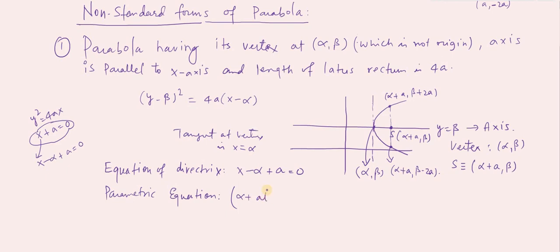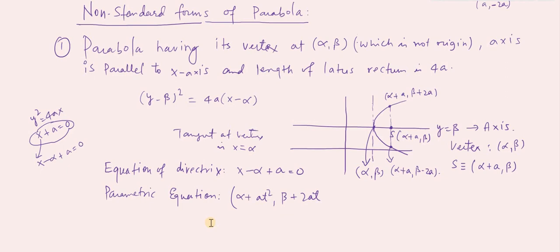And finally, parametric equation: alpha plus at square. Initially it was at square comma 2at. In this case we will add alpha in the x coordinate and beta in the y coordinate, and thus we will get parametric equation of this parabola. Obviously here t belongs to real number.